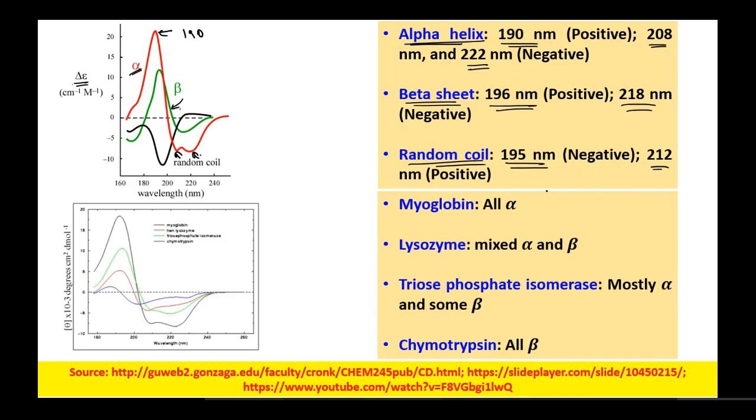Now in the real case scenario, from this pattern you have to find out what kind of secondary structure proteins are present. Say for example myoglobin, which has all alpha. The first one is the myoglobin. Over here you are getting the all alpha peak, and it would correlate extensively with the alpha helix form.